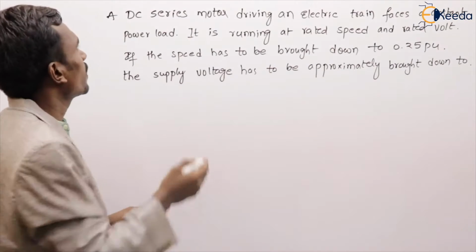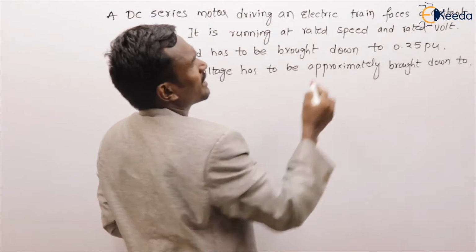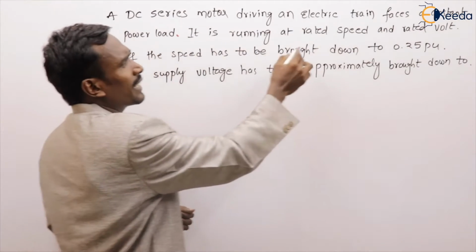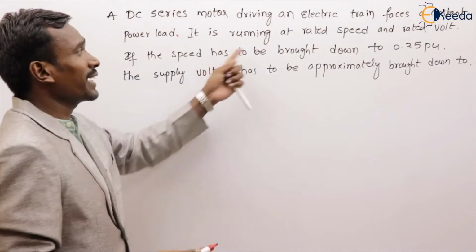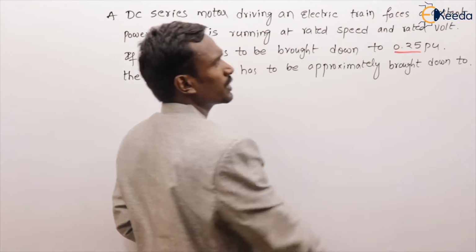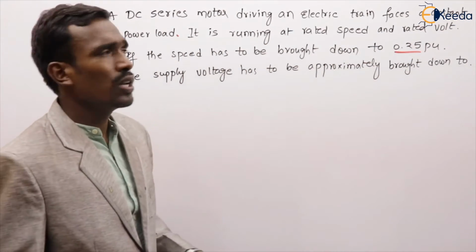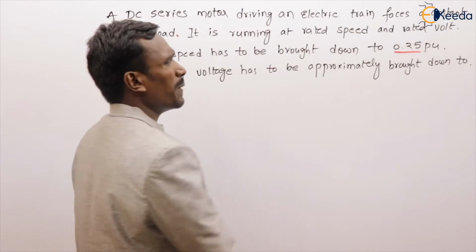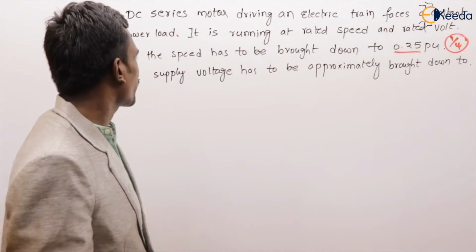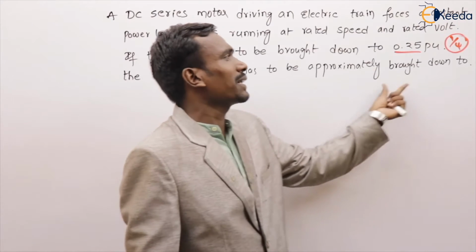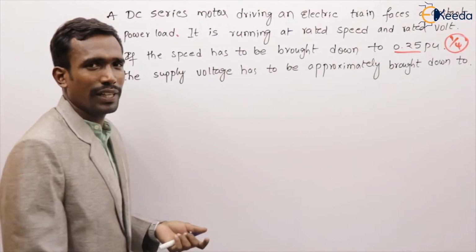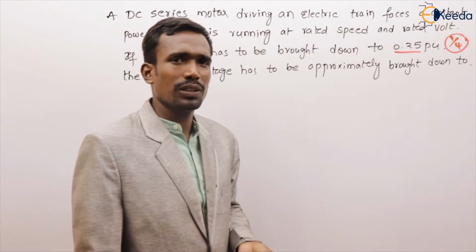Let's see here. A DC series motor driving an electrical train faces a constant power load. It is running at rated speed and rated voltage. If the speed is brought down to 0.25 per unit, nothing but 1 by 4th, the supply voltage has to be approximately brought down to what value? Let's check it.